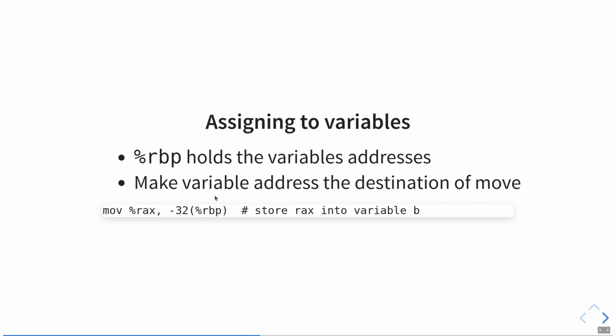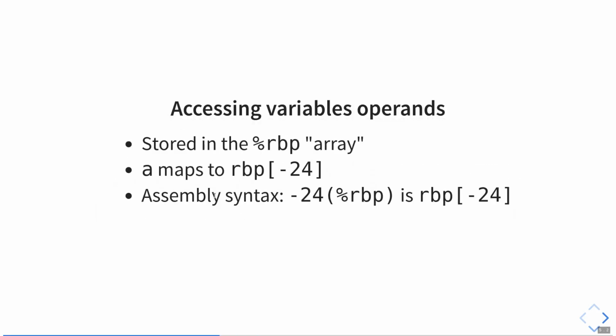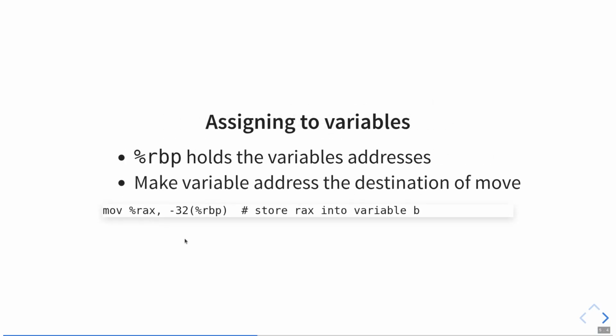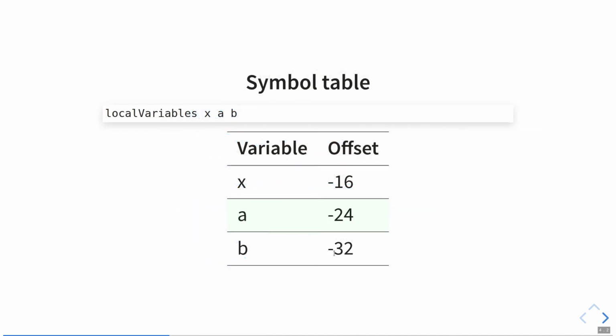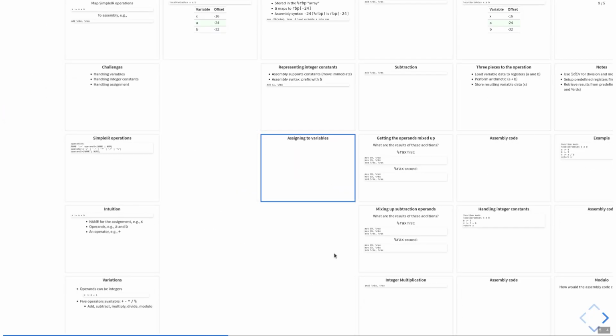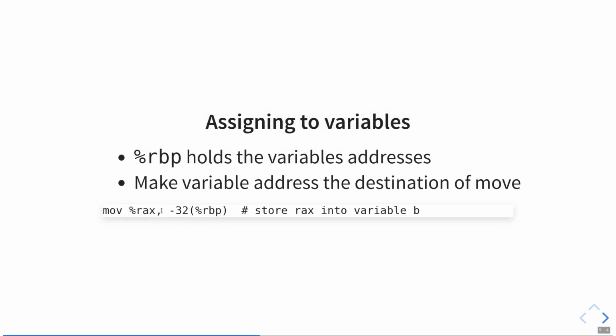Now if we want to assign to a variable, let's go back to where we saw earlier: to move out of a variable, we use the offset from the base pointer to get the value out of the variable. We can do the same thing to move a value into a variable, we just flip the order of these operands. So in this case, if we want to store the value in the RAX register into the place in memory where the variable b is, I think that's b. Yeah, b is at -32. So here we're going to, from RAX into -32, we're storing the value in RAX into the place in memory where the variable b is.